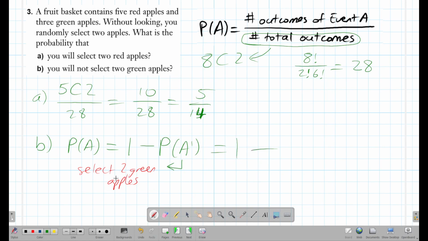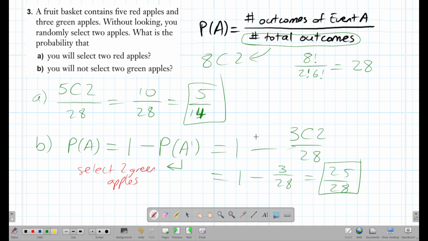Anyway, we just need to find the probability of selecting 2 green apples. This is going to be very similar to selecting 2 red apples. Again, our denominator is going to be 28. Our numerator, however, is choosing 2 green apples out of 3 green apples. So this gives us 1 minus 3 over 28. And that's going to be 25 over 28. That is our answer for B. And that's our answer for A. And these match what the answer key gives us. So that's how you do number 3 for 6.3.